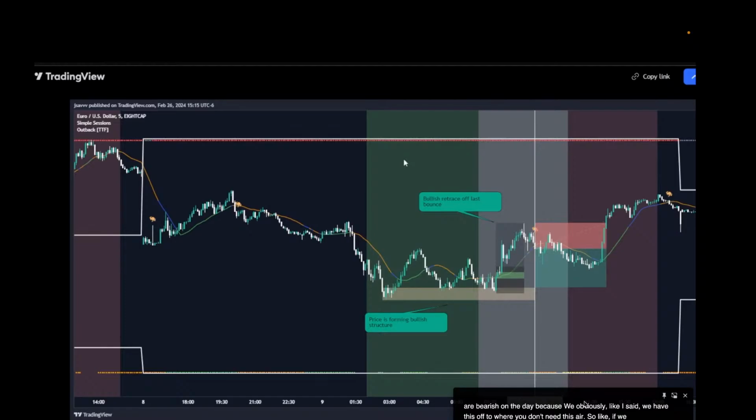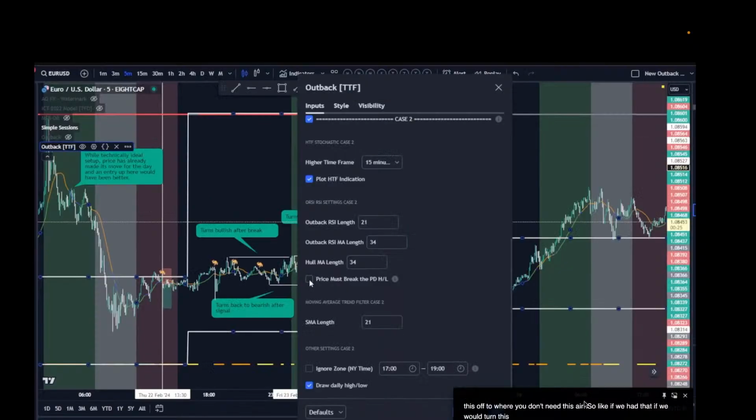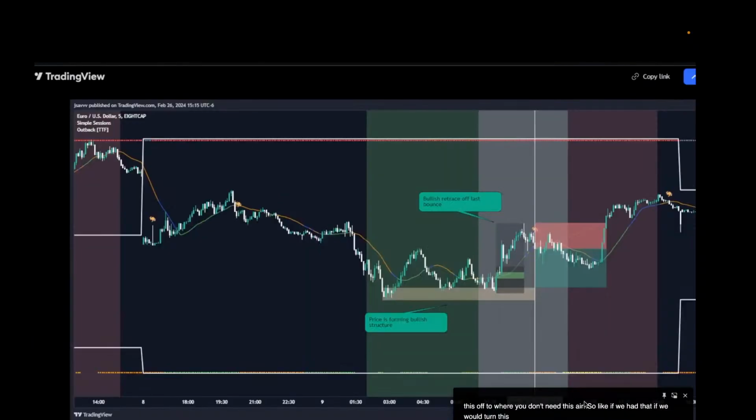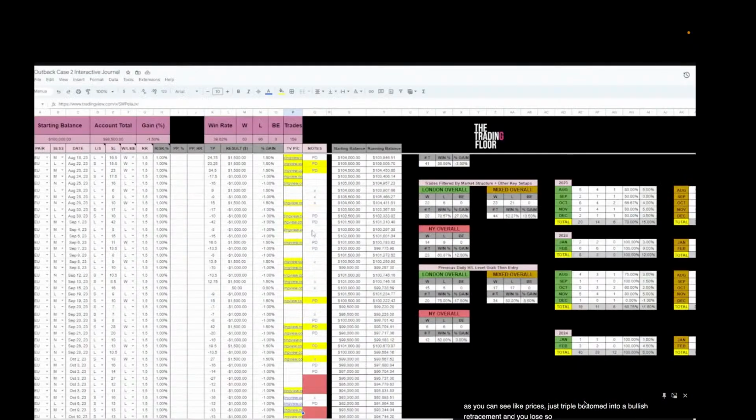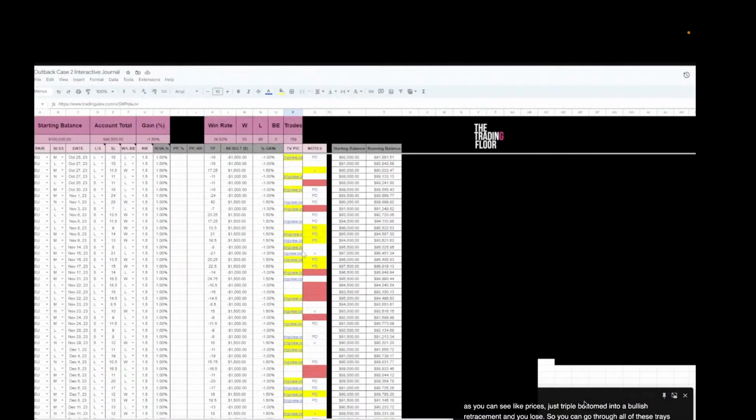Like I said, we have this setting off. If we turned this setting on, so price must break the previous high or low, we would not have seen this entry, but we're trying to find better quality entries with it off, or more entries with it off. And you're literally just forming a triple bottom. Price breaks out, you have a bullish retracement, and you shouldn't be selling this. Yes, a signal printed, but as you can see, price just triple bottomed into a bullish retracement and you lose. So you can go through all of these trades that I have.